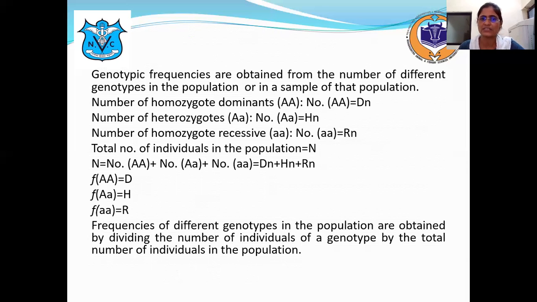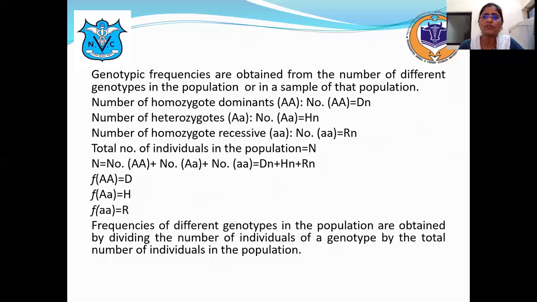So the number of homozygous dominant, that is capital AA, equals DN. The number of heterozygotes, that is capital A small a, is indicated by HN, and the number of homozygous recessive, small aa, is indicated by RN. Here the total number of individuals present in the population we are considering is indicated as capital N. So capital N equals the number of homozygous dominant genotypes plus the number of heterozygous genotypes plus the number of homozygous recessive genotypes. It is also given as DN plus HN plus RN.